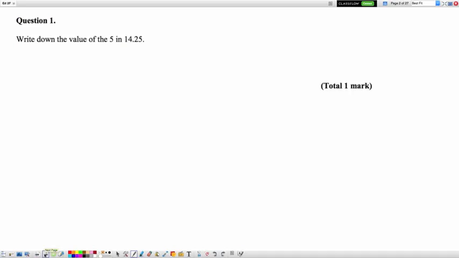Write down the value of 5 in 14.25. Well, the 5 is here, 2 places after the decimal point. So this is the hundredths column, so it's 5 over 100. So the value is 5 hundredths.